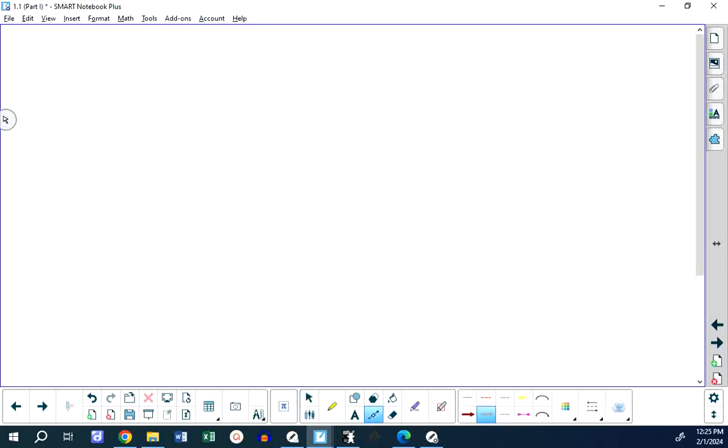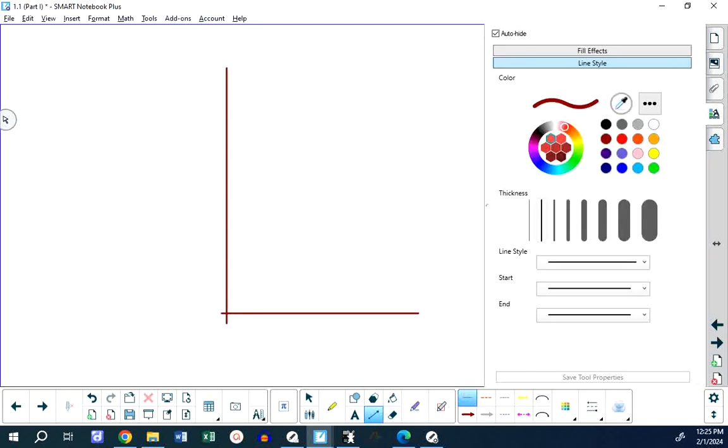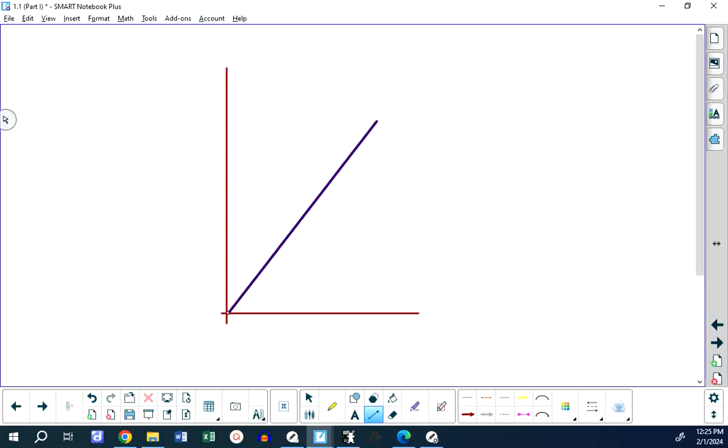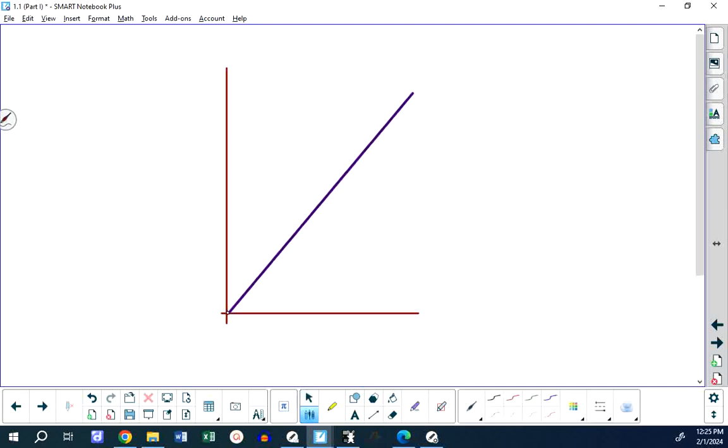The type of graph that we learned about yesterday is a graph that follows a straight line and goes through what we call the origin. And this is called a direct linear relation. And we came up with all kinds of examples of things that would be direct linear relations.